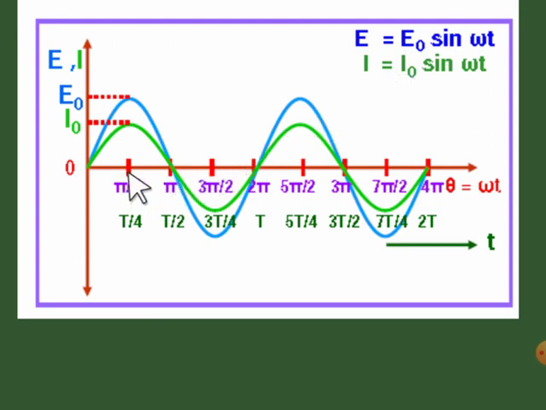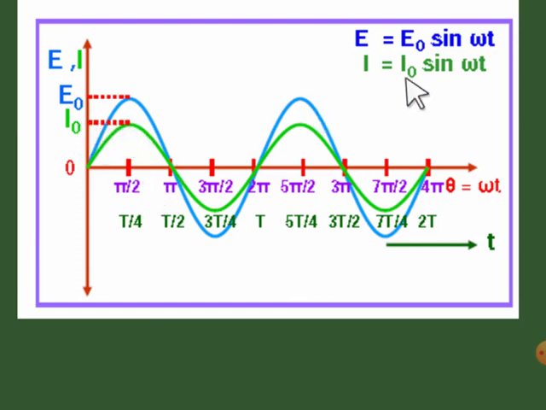So what happened at this omega t equal to pi by 2, both E and I will have their peak value or maximum value, I naught for AC current and E naught for instantaneous EMF. That will have the maximum value here. So that is depicted or shown here with E naught and I naught.